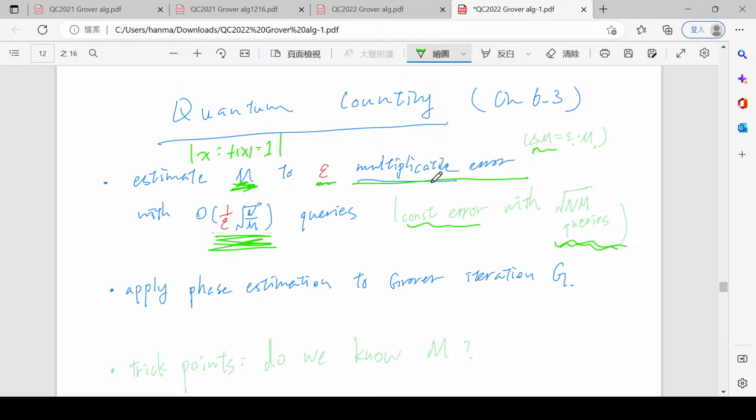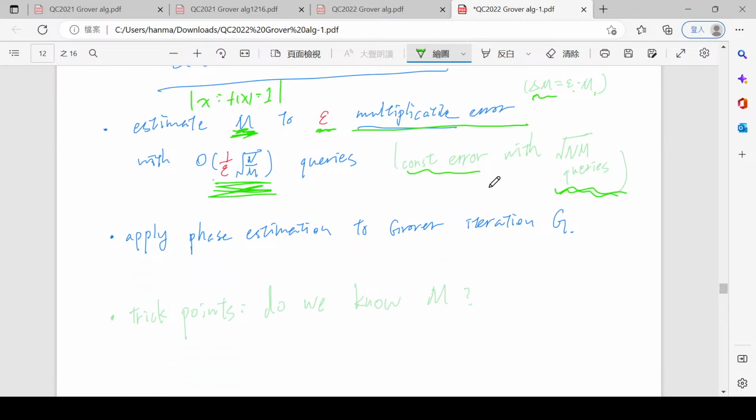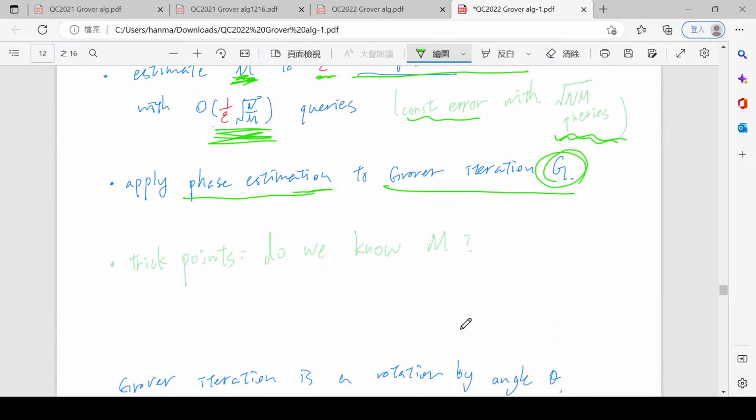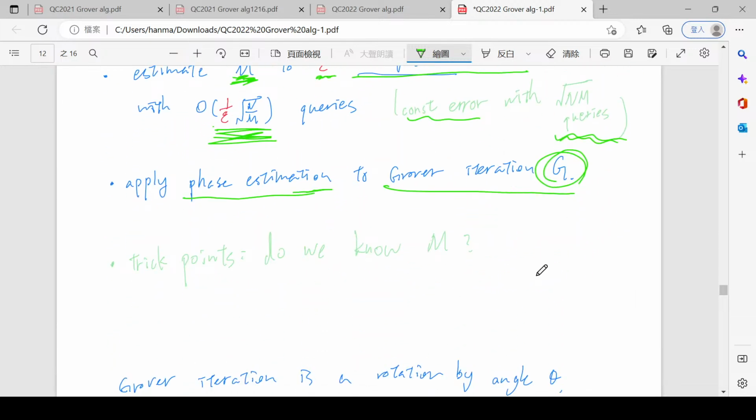Anyway, so let's keep going. What our algorithm does is we'll combine those two chapters. So we'll do our phase estimation on the global iteration G. Remember, this global iteration is our two reflections, or two reflections into one rotation. And hopefully you still remember what phase estimation does. Yeah. And now the funny part is, when we do quantum counting, do we know M? Okay.